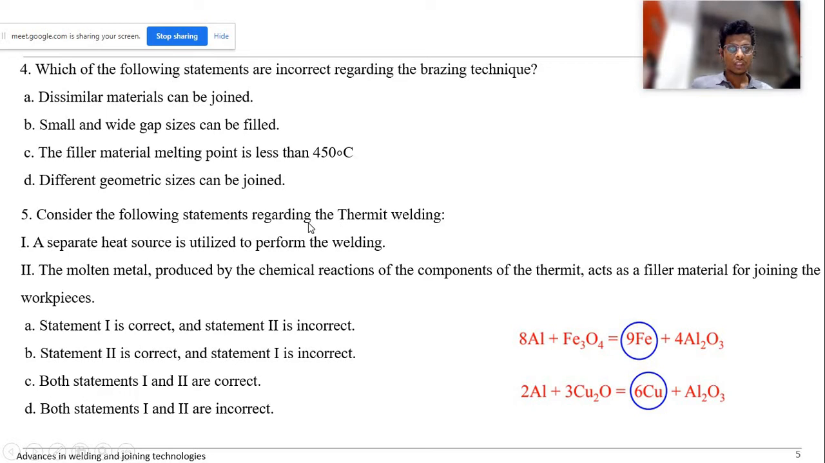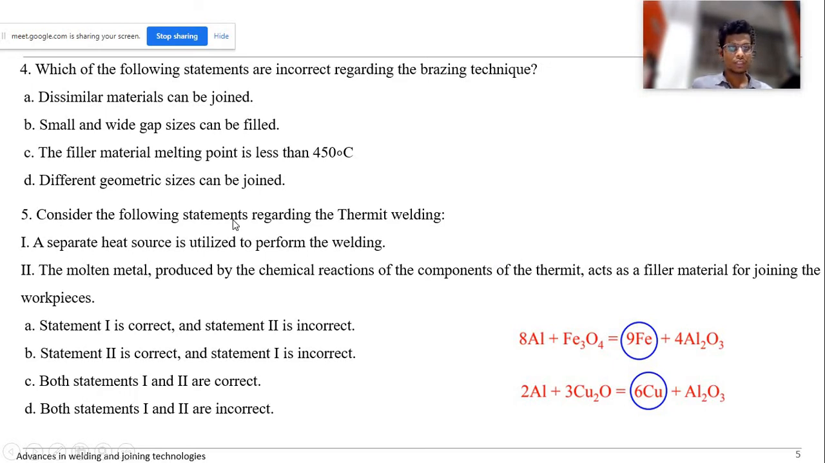Okay. Consider the following. Basically, if you know the definition of each welding process, most of the questions will be solved. In some other questions, you need to know in a bit more detail. So in this also, consider the following statements. And the main thing is you need to know arc welding, laser beam, and electron beam in detail. And the rest of the things, by definition, we can solve most of the questions.